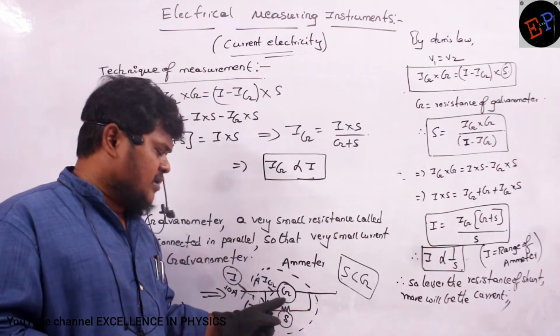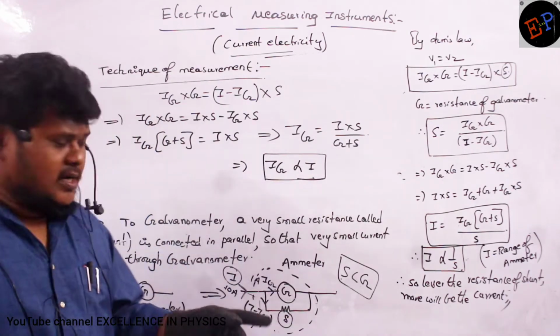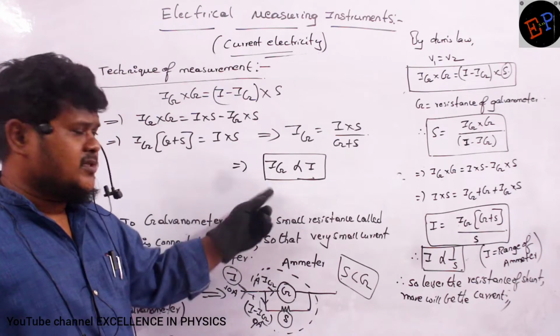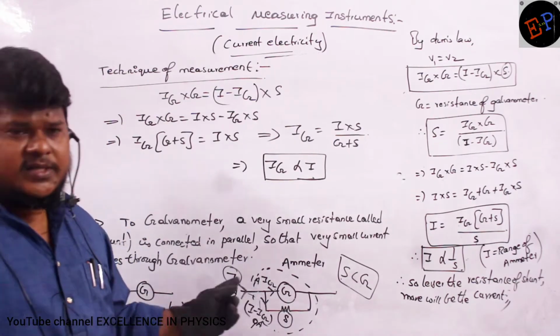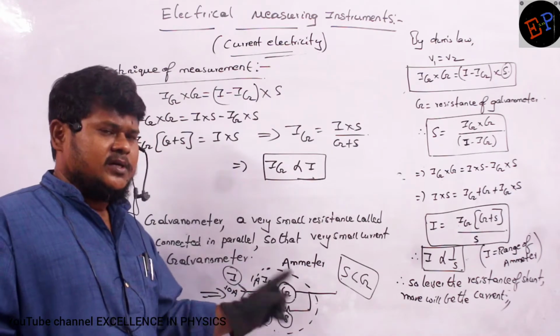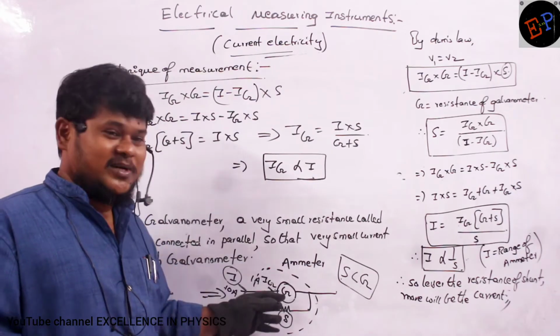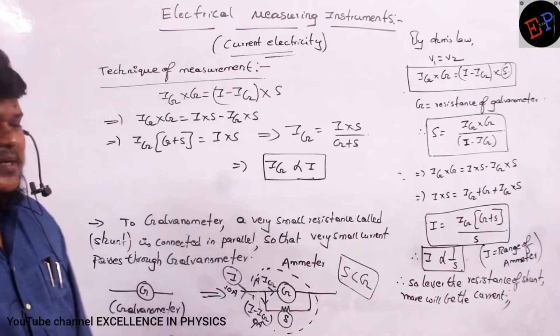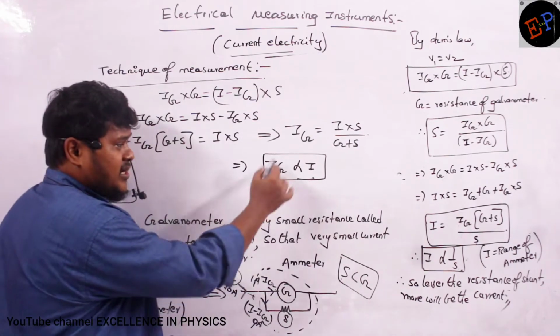This we have understood, no? So the galvanometer will show what reading? The galvanometer will show the reading of Ig only. What is the current entering into the galvanometer? Ig. So the galvanometer will measure Ig only. But the point is that Ig is directly proportional to I.